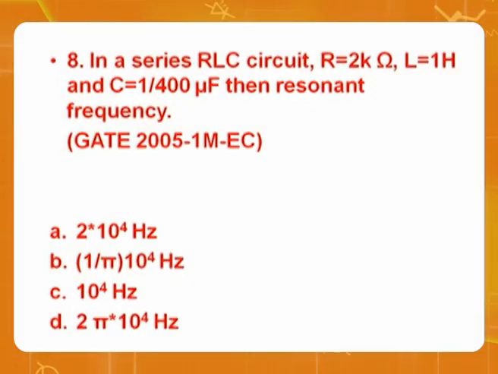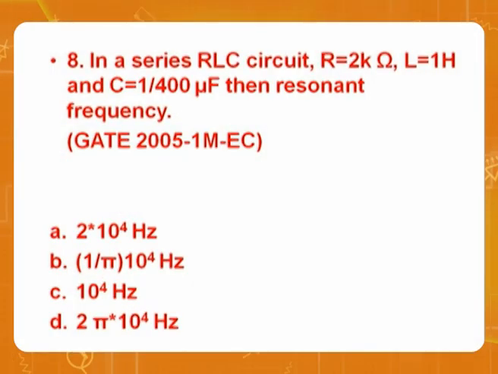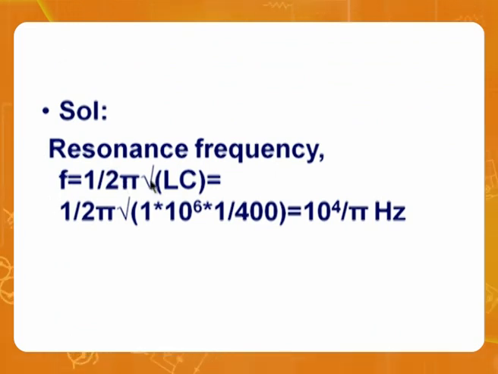8th question. In a series RLC circuit, the resistor is 2 kilo ohms, L is 1 Henry, and capacitance is 1 by 400 micro. Then the resonant frequency, one mark is given to you. So what is the frequency? The answer is very simple: 1 by 2 pi root LC. You don't need to use the value of resistance there. 1 by 2 pi root of 1 into 10 power 6, 1 by 400.